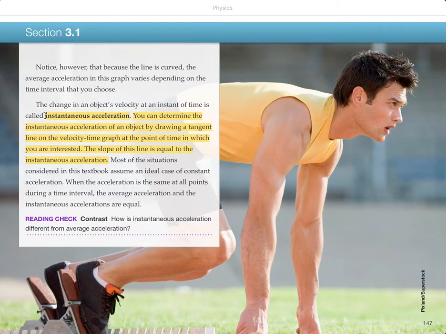Now there's also instantaneous acceleration. Instantaneous means at a given instant in time, not over a period or interval of time. You can find the instantaneous acceleration again from the slope of the velocity time graph, but this time not between 2 points over a time interval. This time you have to draw a tangent line on the velocity time graph at 1 point, because it's 1 instant in time, and then find the slope of that tangent line.